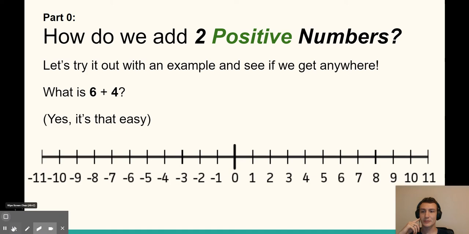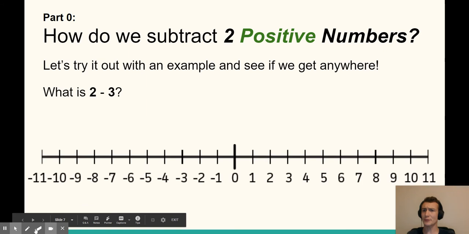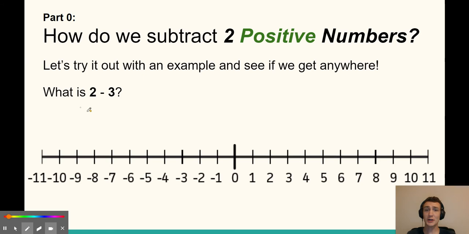So how do we subtract two positive numbers? Well, this is a little different here. We're going to have two problems per category. We still start at the same number, right? We still start at 2. Start at 2, right there. And we're going to go minus 3. Minus means we go to the left. So we go minus 1, 2, and 3. And then our final answer in blue is going to be negative 1.